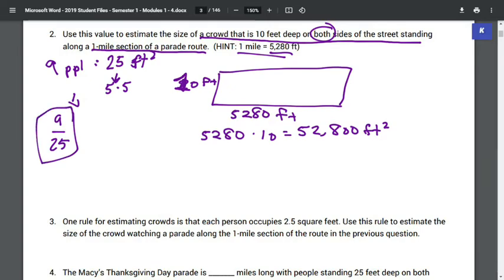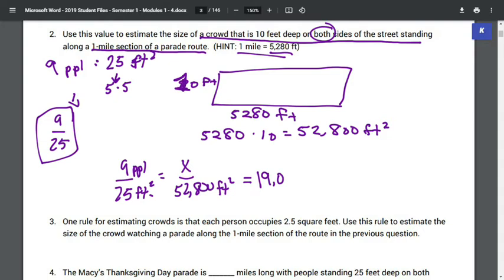So the easiest way to do it is just to set up a nice easy proportion and solve for x. So if I know that 9 people can fit in 25 square feet, then I need to figure out how many people can fit in 52,800 feet. So what we're going to do here is just solve for x. So we're going to cross multiply and divide and come up with an answer. And when we cross multiply, we're going to get 19,008 people.